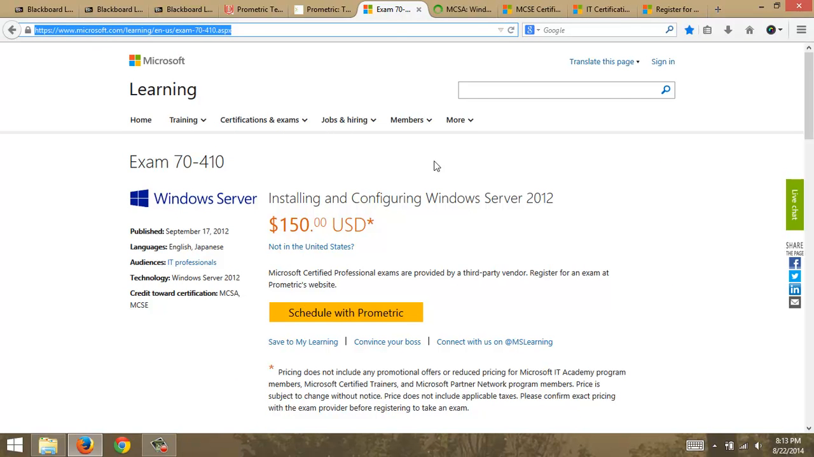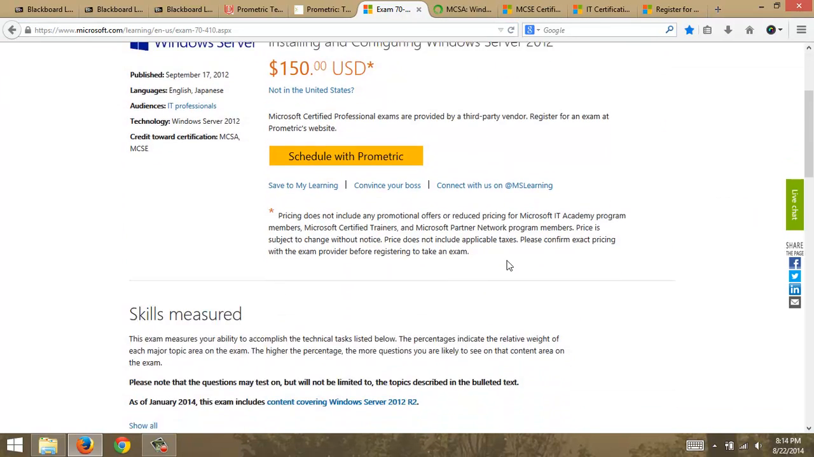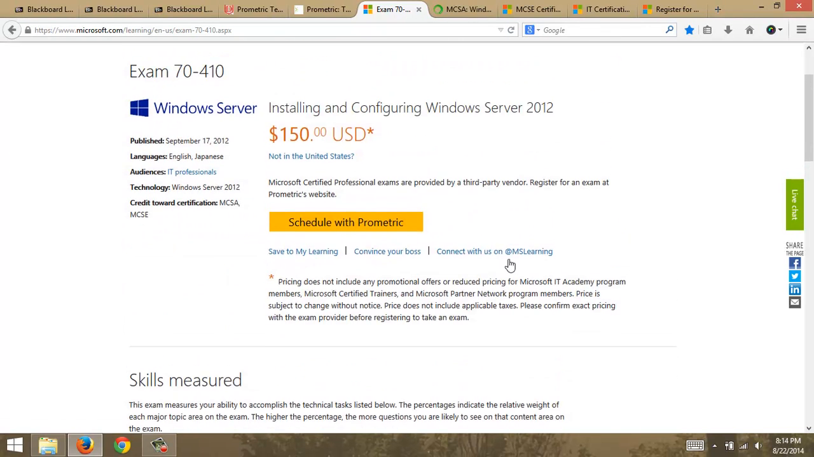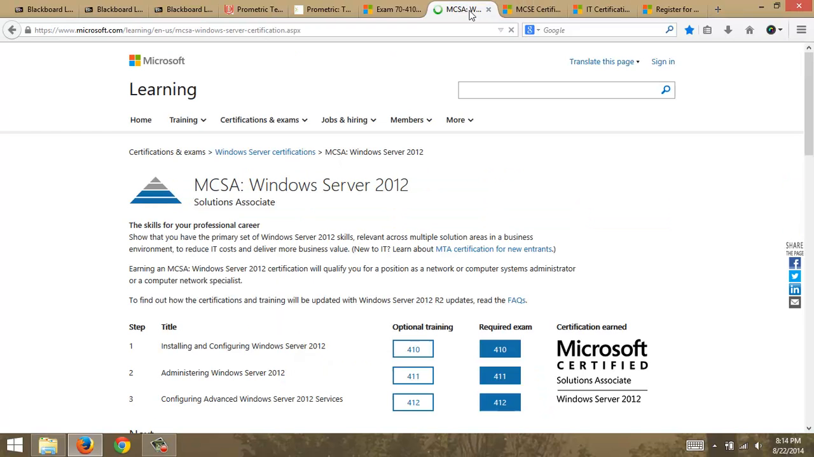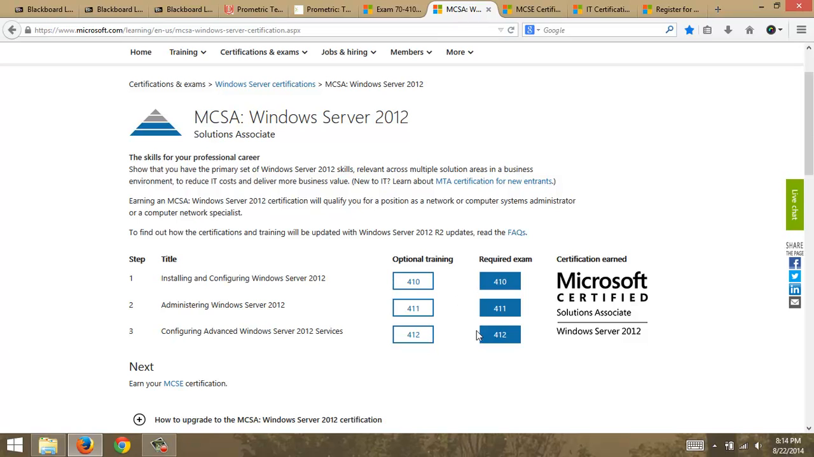I'll just shoot over to the page I already have open. That's our 410 exam. There we go, it opened up. So here's the Windows Server 2012 R2 Solution Associate, the required test that you need to take. A few minutes ago I said there were 3: installing and configuring Windows Server 2012. That's what this course is. The blue means these are required. You also have to take 411 and 412.